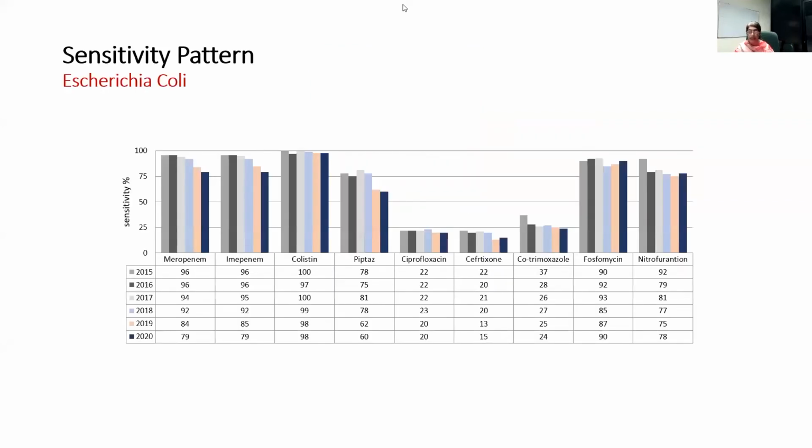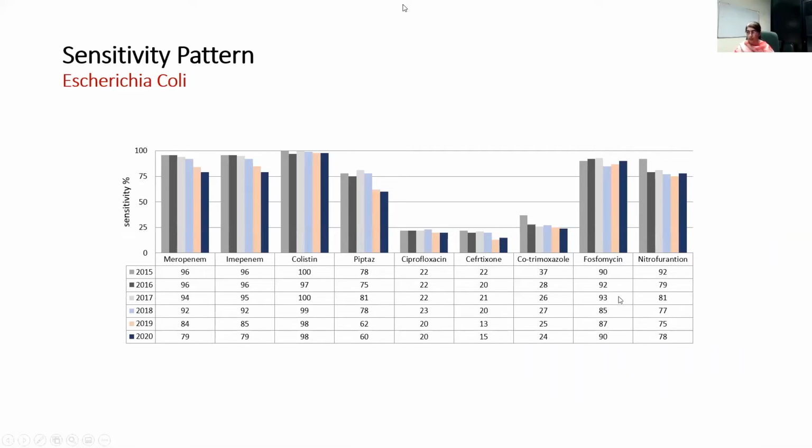So this is the sensitivity pattern of E. coli for the various antibiotics from the years 2015 to 2020, and we can see the sensitivity to carbapenems for E. coli was around 96% in the year 2015, and it has now dropped to 79%. Similarly, the sensitivity was 78% in 2015, which has now dropped to 60%, which is quite alarming. The sensitivity for ciprofloxacin and ceftriaxone is always very low, around only 20%.